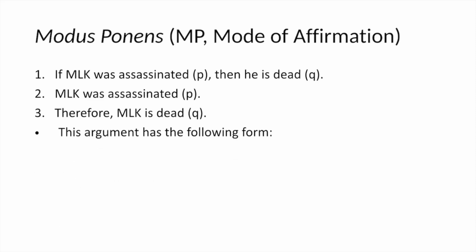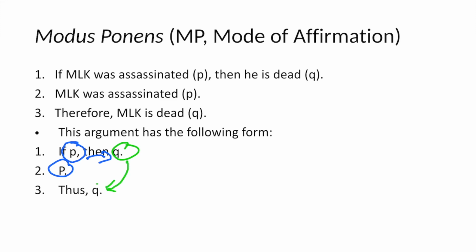So this Martin Luther King argument has the following form. Again, this is the modus ponens form. If P, then Q. P. Therefore Q. And notice what happens here. We've got the antecedent, which is P. It's said to imply the consequent Q. And then we have the affirmation in the second premise, line 2 here. We have the affirmation of P. That allows us to derive Q as our conclusion in the third line.